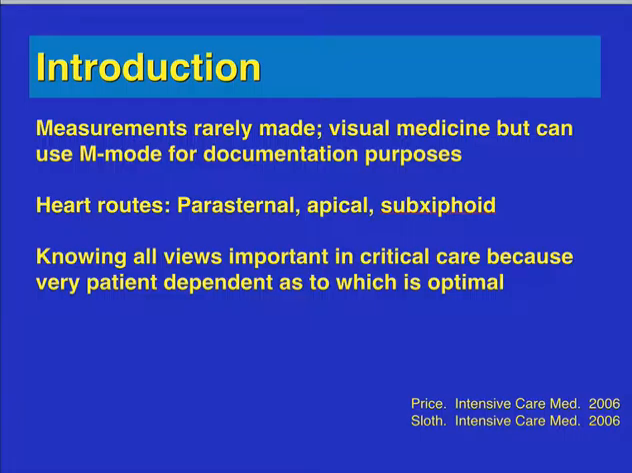The routes to the heart that we can use are parasternal, apical, subcostal, or subxiphoid. Knowing all the views is important in critical care because every patient is different as to which is optimal. Sometimes, for instance, in COPD patients, subcostal or subxiphoid views are the best. Sometimes in obese patients or patients with abdominal surgeries, parasternal views are great. Most of our patients we are not able to get great apical views because of having to put the patient in the left lateral decubitus position.